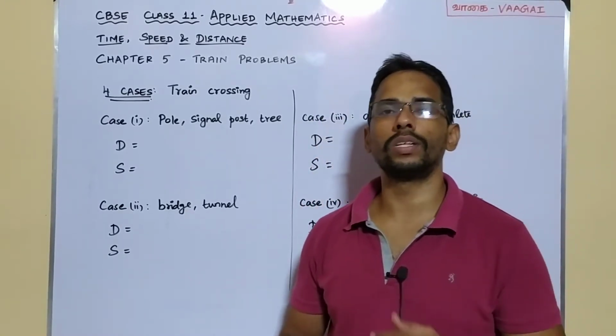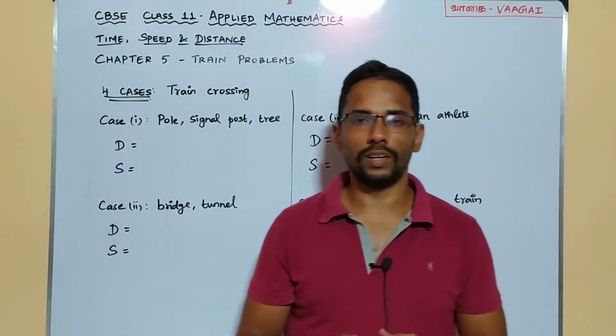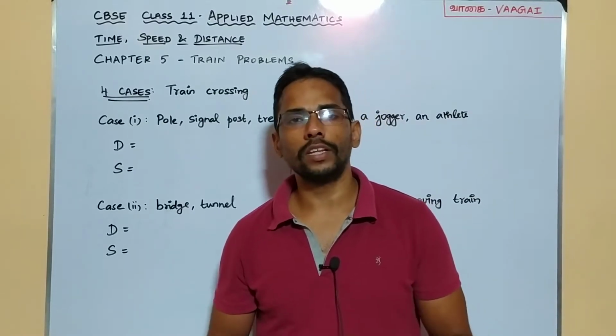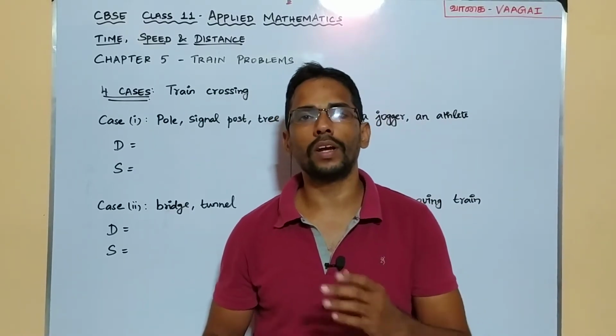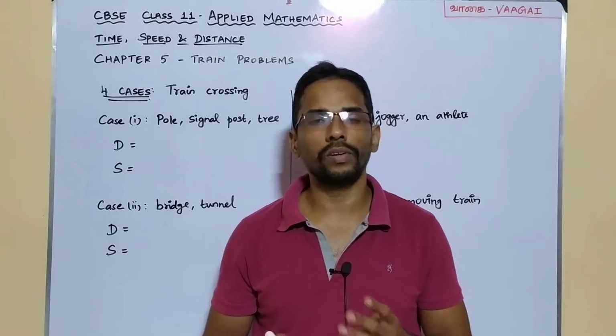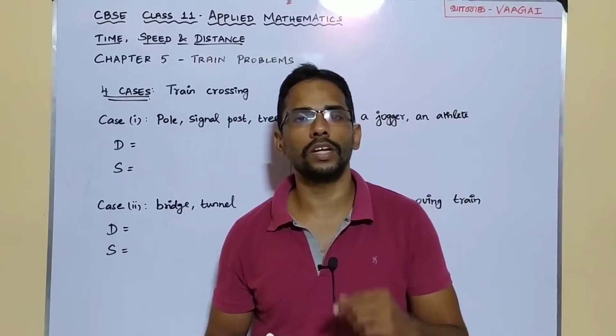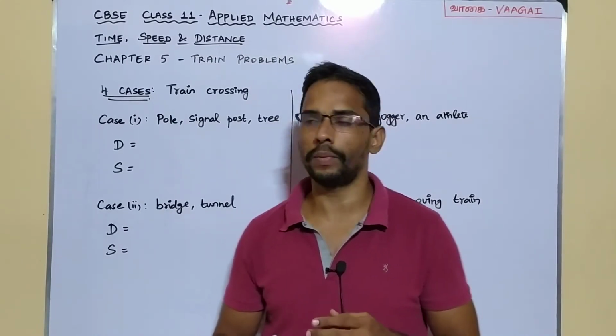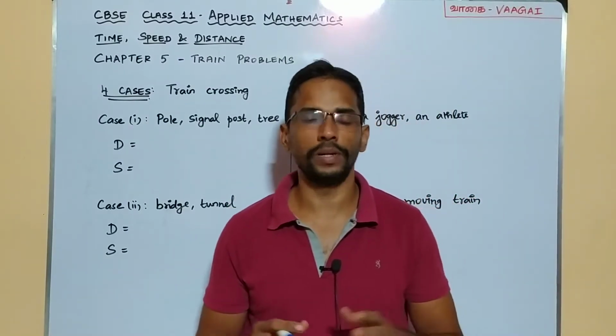This playlist is where you can find video lessons for CBSE Class 7 Applied Mathematics. And we are seeing the topic time, speed and distance. We have already completed the first 4 chapters of time, speed and distance, and this session is going to be the last session, chapter 5 of time, speed and distance.